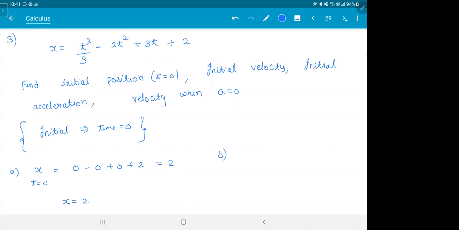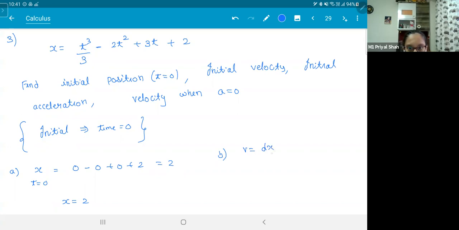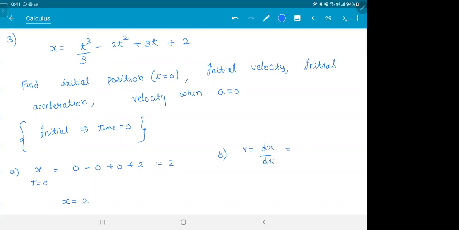What is velocity? t square minus 2t plus 3. Differentiate: t square minus 4t plus 3. There is already a 2 sitting here. The differential of t square is 2t. So 2 into 2, 4. So initially, what is the velocity? At t is 0. So velocity at t is 0 will be 3. Check it out, A and B. Ask me if you're confused.